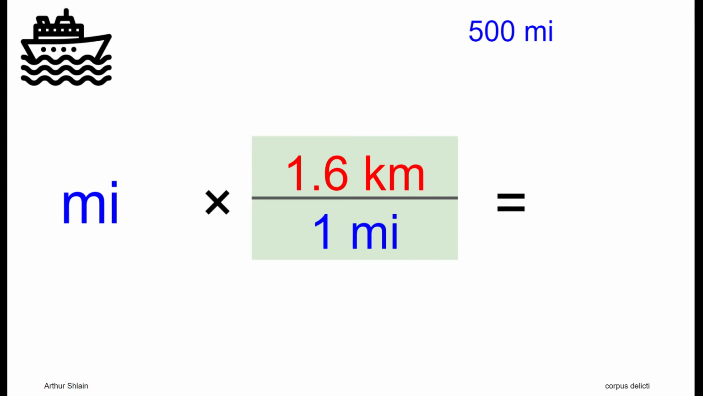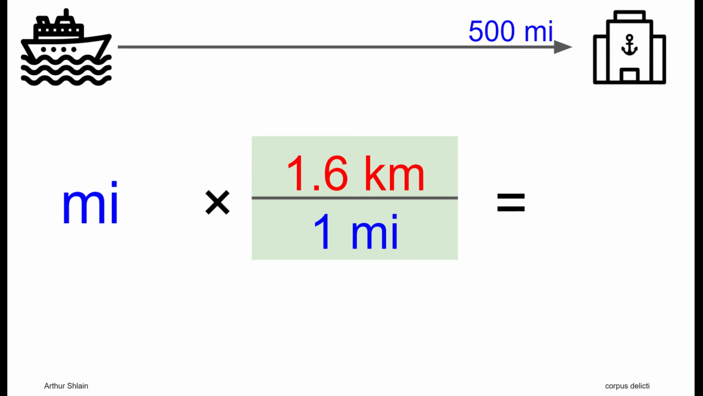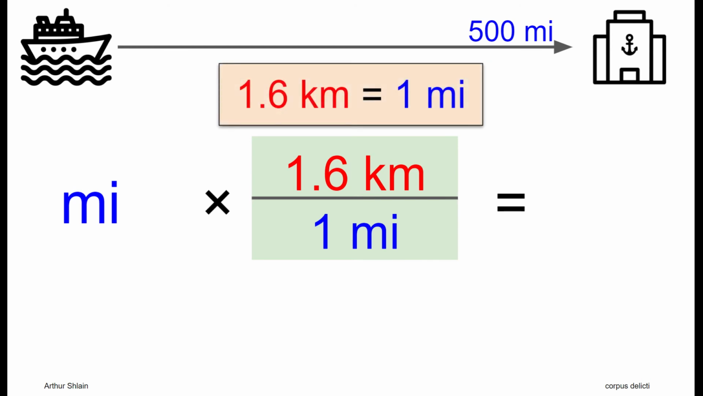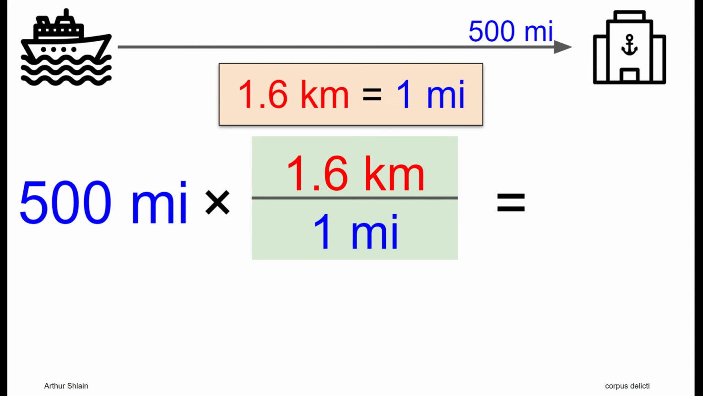Imagine that a ship traveled 500 miles to its destination. We want to find out how many kilometers that is. We put 500 miles at the beginning of the math problem because that's the amount we know. We also know that 1 mile is equal to 1.6 kilometers. This is our conversion factor.